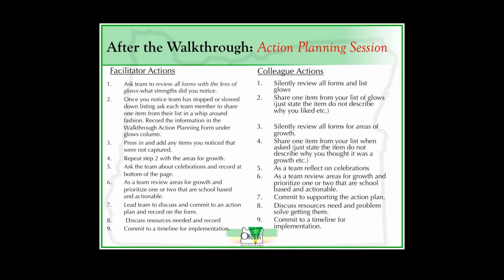So the next step we have, step 4, is to really repeat step 2 with areas for growth. So now the team is going to look through those same forms, but their lens is going to be, where are the areas that I was looking for growth? What are those things where we have opportunities to improve? Once the team has looked through that and they've created their bulleted list, you're going to once again do the whip around and record in a list under the area of grows the statements from the team.